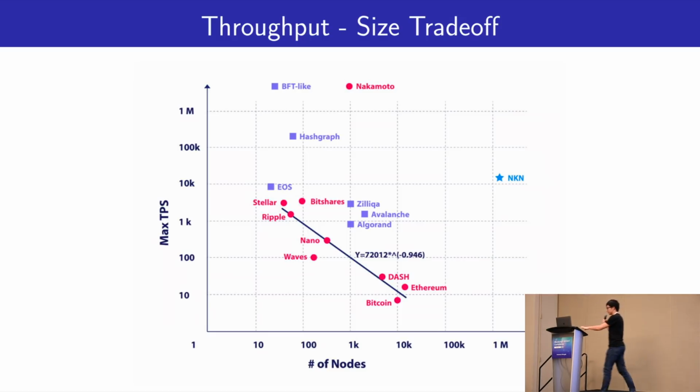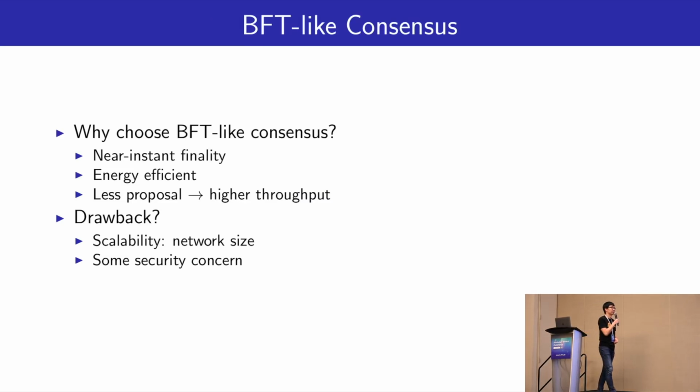First of all, if we look back at the graph, we will see that there are two groups of dots. The red group is POW based, and the purple group is BFT-like consensus. Typically we will see that the BFT-based algorithm has higher TPS, and that's actually one of the reasons why we choose a BFT-like consensus algorithm. It has a few advantages, such as near instant finality instead of eventual consistency. It's energy efficient, of course, and typically it has fewer proposals per run, such that it has a higher aggregated throughput in terms of TPS. But it also has a few drawbacks. For example, BFT-like consensus is known for not being scalable in terms of network size, and it also has some security concerns compared to POW.